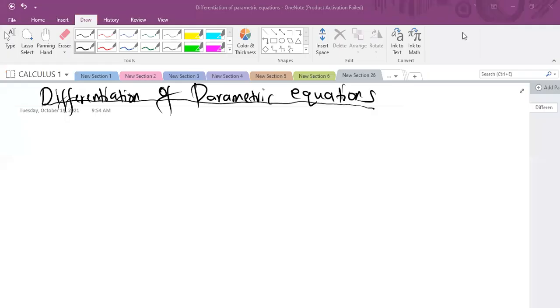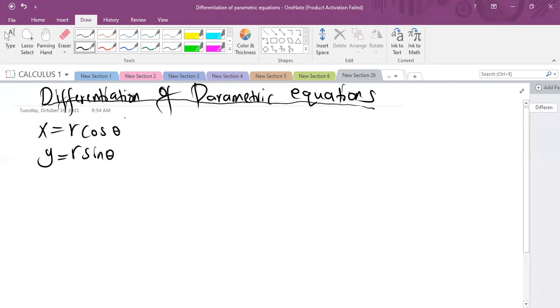Certain mathematical functions can be expressed more simply by expressing, say, x and y separately in terms of another variable. Like, let's say having x being equal to some r cos theta and y being equal to some r sin theta. You find that you have x being expressed in terms of a separate variable, and y also being expressed in terms of another variable. The third variable here, as we can see, is our theta.